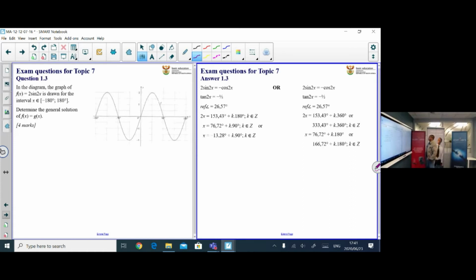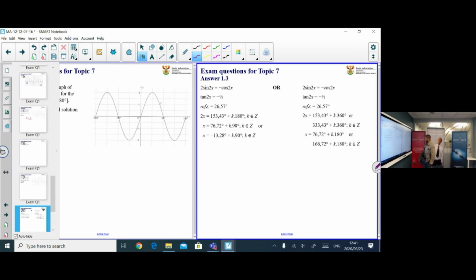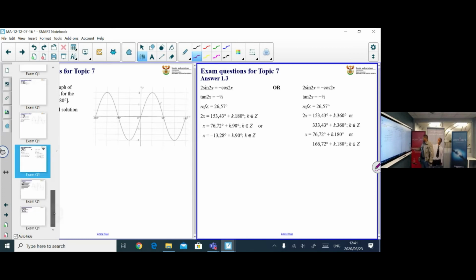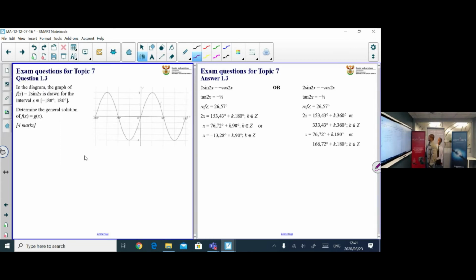Another question, 1.3, would say, in the diagram, the graph of the same 2 sin 2x is drawn. Determine the general solution of f of x equals g of x. So if you notice, we have the very same graphs, and we want to find their general solution. So if we don't want to use the graph, we can use our calculator, which here is shown.